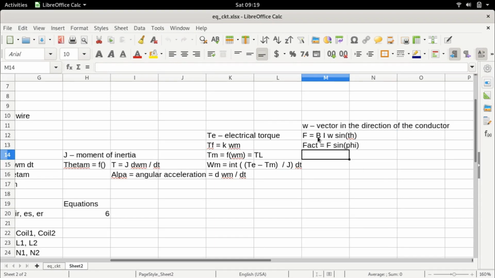So for example, we had said that the strength of the magnetic field is B, and the current flowing in the rotor conductor is I. And if W is the length of this rotor conductor, then in that case, this force is BIW sine theta, with theta, this TH is theta, is the angle between the magnetic field and the current.